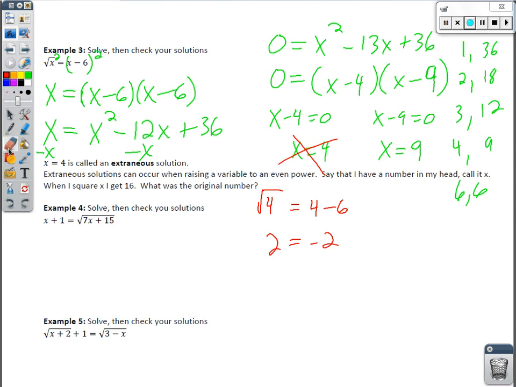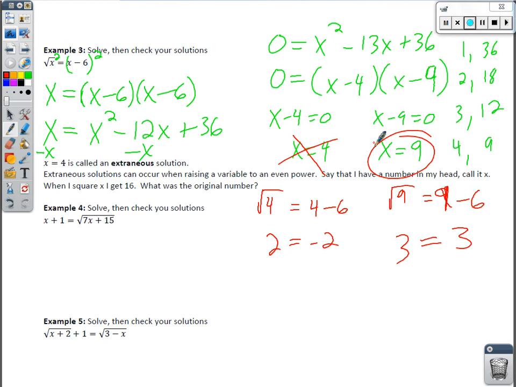Let's check x equals 9. So if we plug in 9, we're going to get the square root of 9 equals 9 minus 6. On the right side, that's 3. On the left side, principal square root of 9 is 3. That works. X equals 9 is a solution.